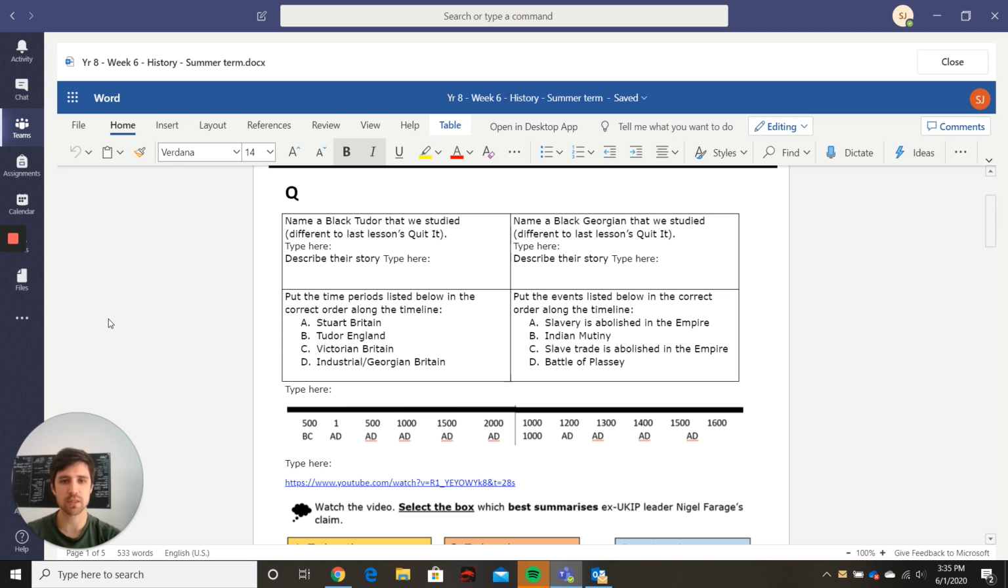Okay, let's put those events in order along the line. Slavery is abolished in the Empire in 1833. The Indian Mutiny was in 1857. The slave trade is abolished in the Empire in 1807. And the Battle of Plassey is in 1765. I'm actually just going to go and check that because I can't remember whether that's exactly correct. Bear with me. Good job I checked, thought I was wrong. The Battle of Plassey was in 1757.